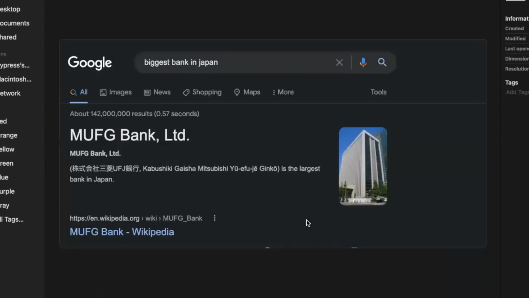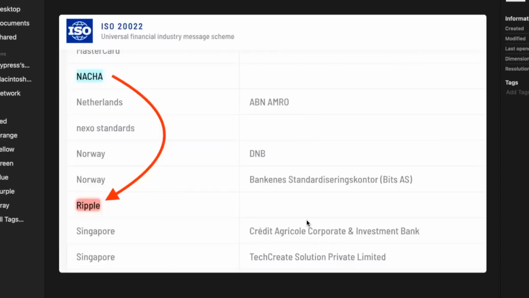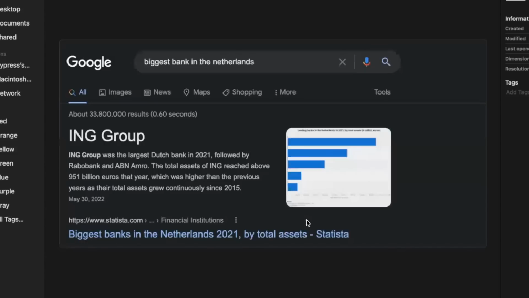Biggest bank in Japan, MUFG Bank. This is directly from the Ripple website. MUFG joins Ripple's global payment steering group. This is again from the ISO 20022 members list. NACHA and Ripple, how are they correlated? Ripple Labs joins mainstream NACHA Financial Industry Alliance. Ripple Labs has been accepted into NACHA Payments Innovation Alliance, a nonprofit organization that oversees the ACH network.